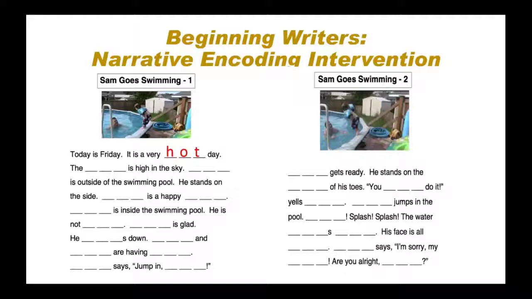The sun is high in the sky, so we do the same thing. Okay, listen for the first sound, listen for the vowel, listen for the last sound. Sun is high in the sky, Sam is outside in the swimming pool. So again, just an example of how we can talk about what's happening in the story, and then we talk about how as writers we can write those words that go along with the information in the story. So it gives children this interesting narrative-based way of starting the writing process.